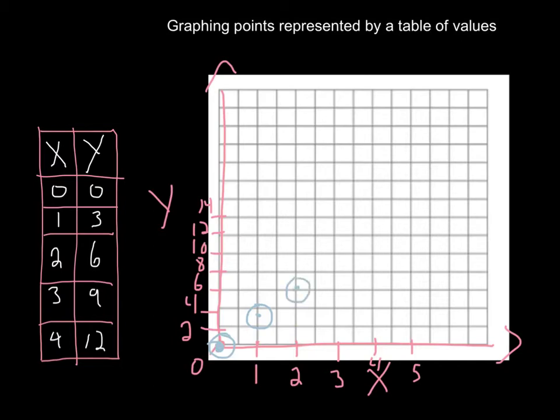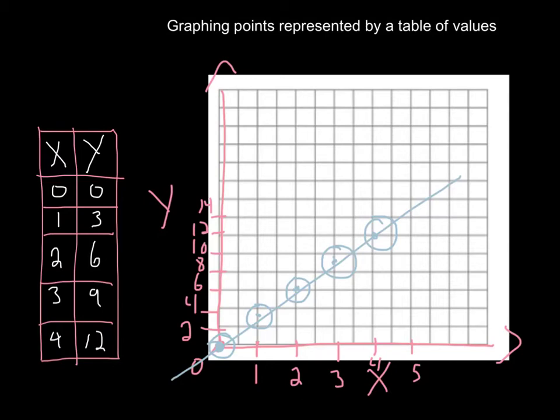Keep going. My next point is 3, 9. So I go up 3 to about 9. Right there. And my last point is 4, 12. So I go along 4, right up to 12. And when I look at it, I've got a straight line. So right away I know it's a linear graph.